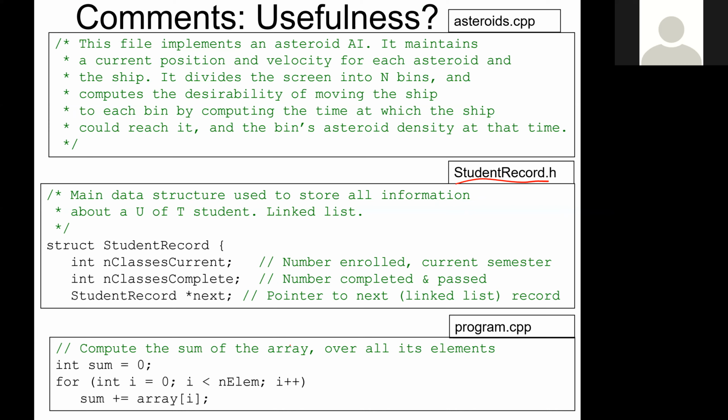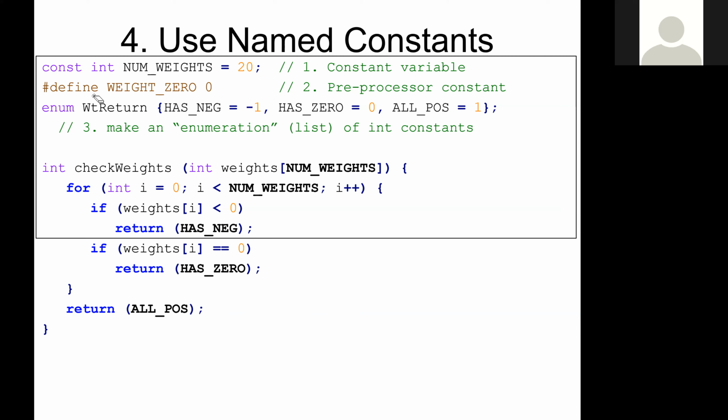Okay, so how can we rewrite this? We can use what are called named constants. And there are many ways to create named constants in C++. But basically, I've gotten rid of those magic numbers, and I've replaced them with, they're still constants, they're still numbers, but they've been given a name.